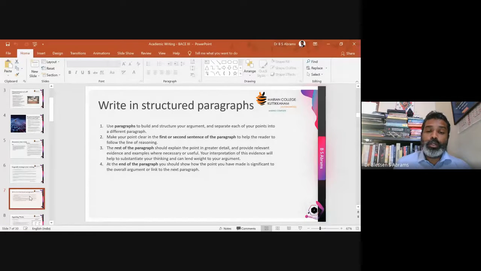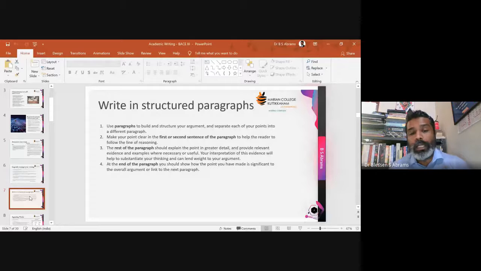And at the end of the paragraph, you should show how the point you've made is significant to the overall argument or linked to the next paragraph. That's also possible. Show how the point is significant to the overall argument of that particular paragraph. Or you can create a kind of deviation, a slide towards the next paragraph. Don't go directly to the next paragraph by saying that in the next paragraph, I'm going to decide. It's not that way. But on the other hand, you can mention, while on the other hand, let's discuss this particular issue in a different manner. And that will come in the next paragraph. The reader would definitely be able to understand it properly. Okay, so that is how a paragraph is to be structured.